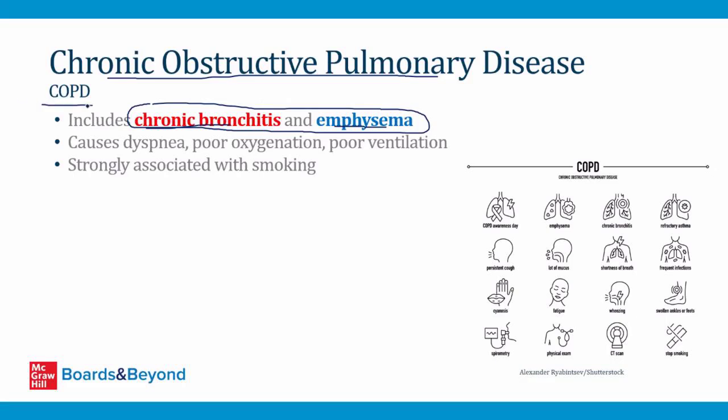COPD is a chronic lung condition. It leads to dyspnea, poor oxygenation, and poor ventilation, meaning decreased ability to blow off carbon dioxide. It's strongly associated with smoking. The majority of patients who have COPD either currently smoke or previously smoked a significant amount.